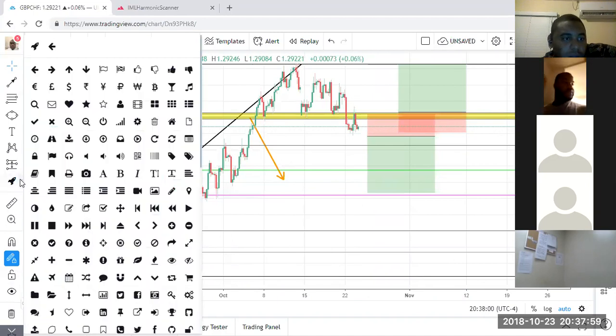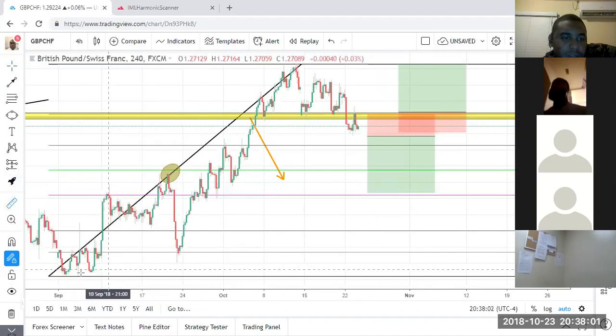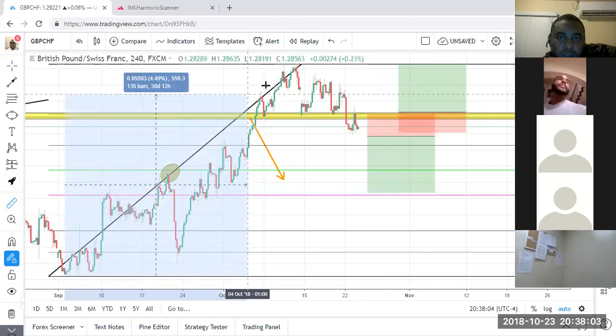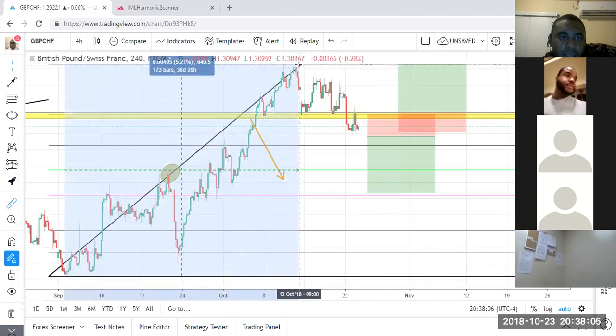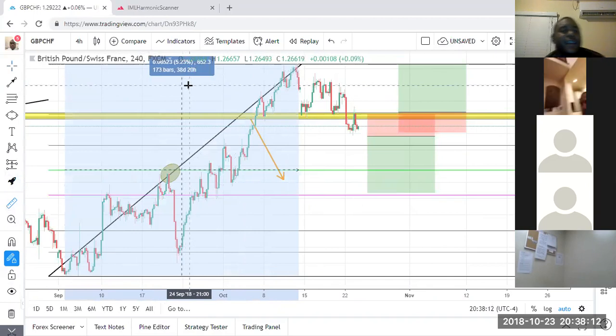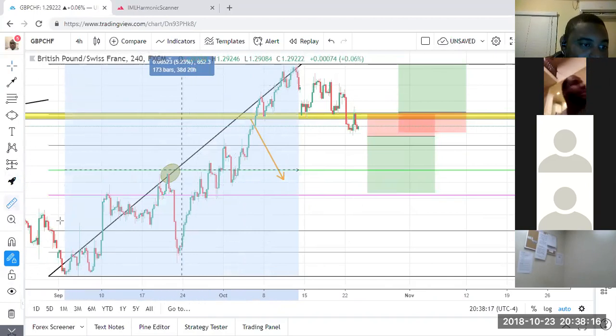This, I don't use this at all. The measurement, you want to calculate how many pips this trend was, how long it took. 650 pips, and that took 38 days to happen. 38 days, almost 29 days. That's what this calculator is for.